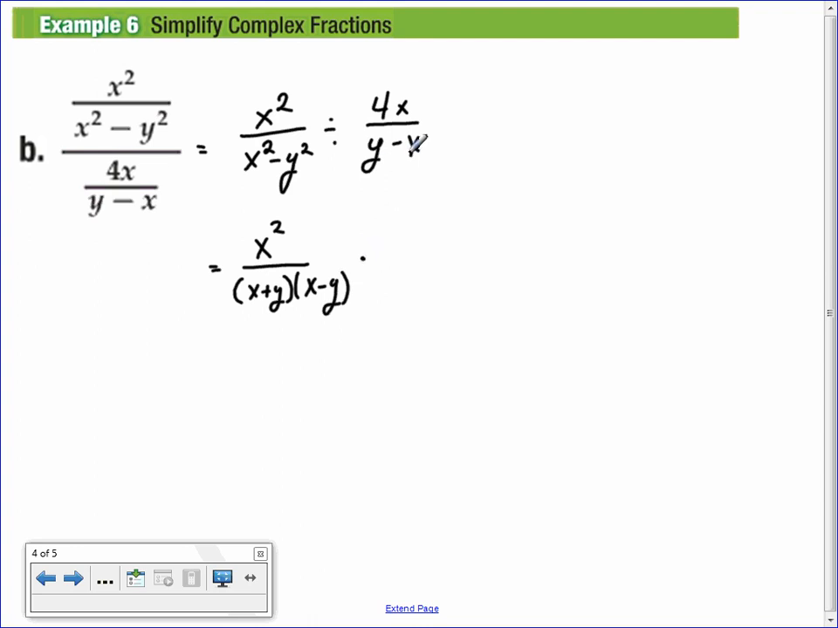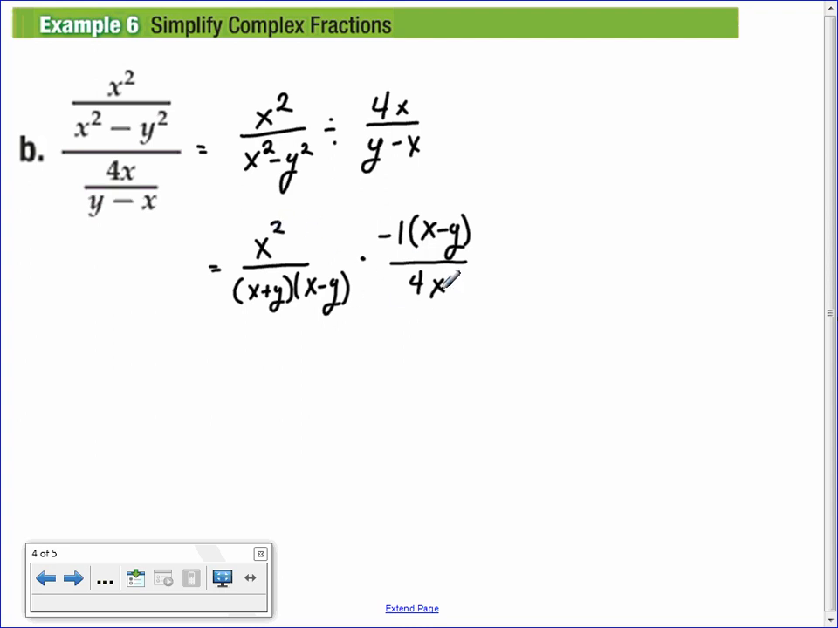Alright, flip this. Now notice, if I flip this over, that's going to be y minus x. I want that to be x minus y. So I'm going to factor out a negative 1. That's going to change the signs of those and make that a negative y and a positive x, so I'll have an x minus y. And that's going to be over 4x. And now, of course, we can go through and cancel.